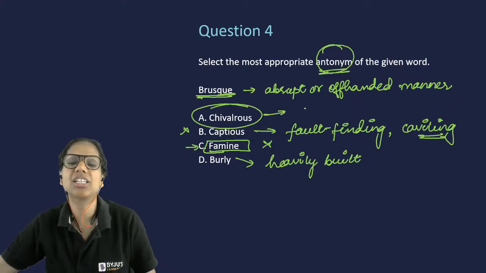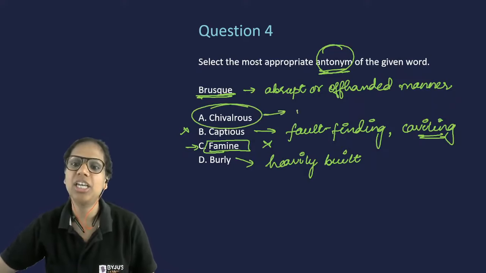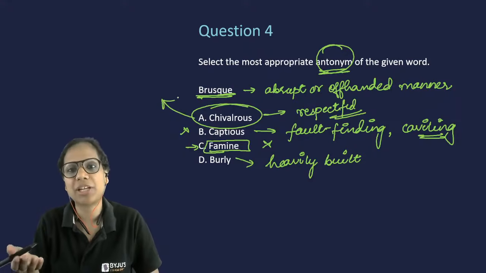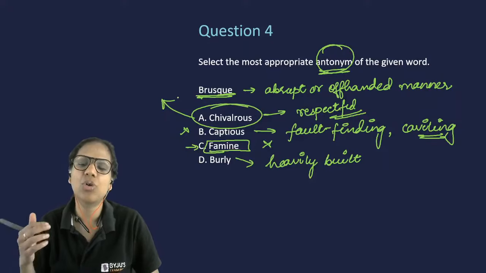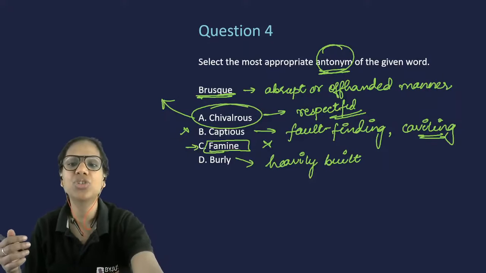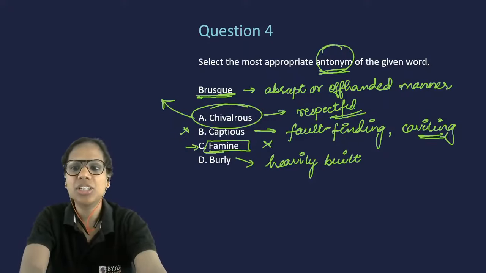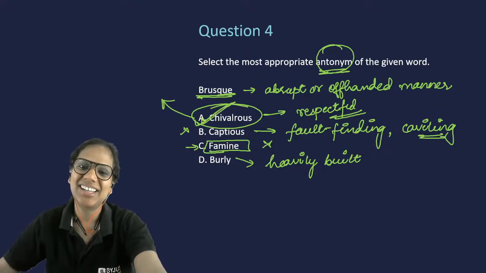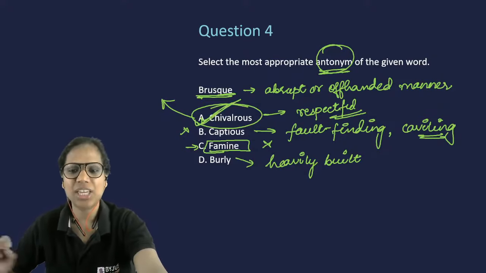Chivalrous, on the other hand, is when you're respectful. Okay, so it means respectful. Traditionally, it was used for men, right? Men who were respectful towards women. So we call them chivalrous, and the noun form is chivalry. So here, there's only one positive word, and that is why that is our answer here, right? A.